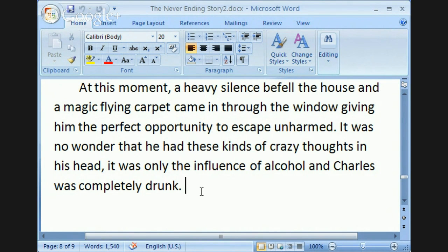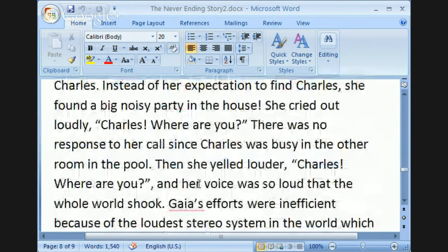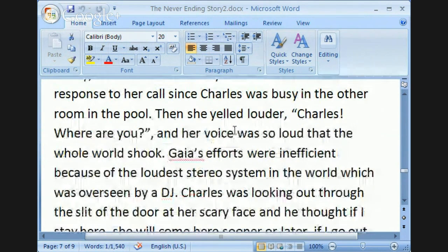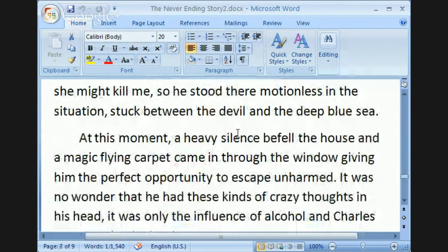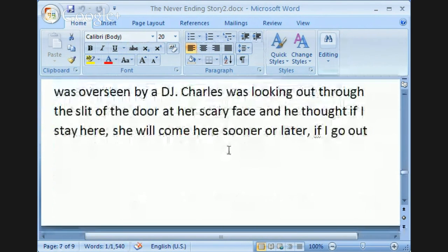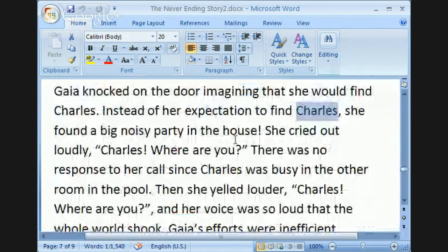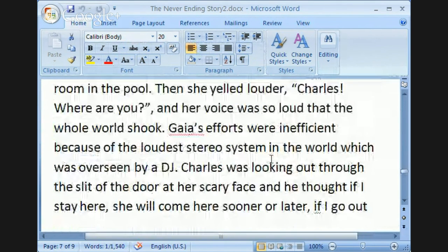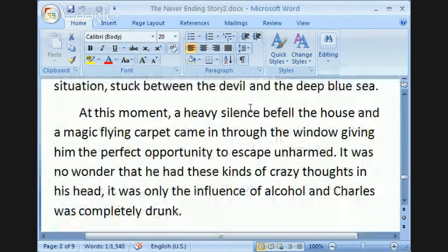Okay, so here we have our crazy, crazy story. All right, to summarize what's going on here, in the simplest way that we can. There's a woman, Gaia, who's knocking on the door. She wants to find this guy, Charles. Okay, but he's in the house at a party. That's basically it. The reasoning: Charles is married to somebody named Samantha, okay? But there's a rumor that Gaia is having an affair with Charles. So she's trying to confront him, and that's what's going on.